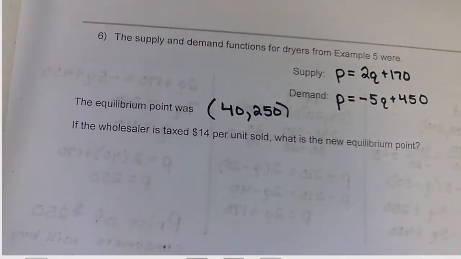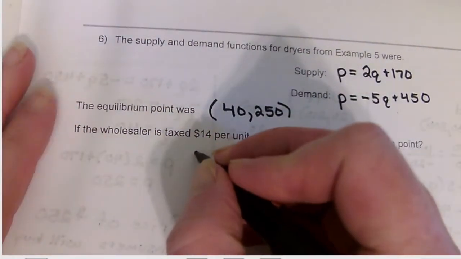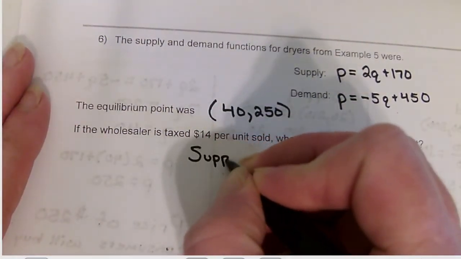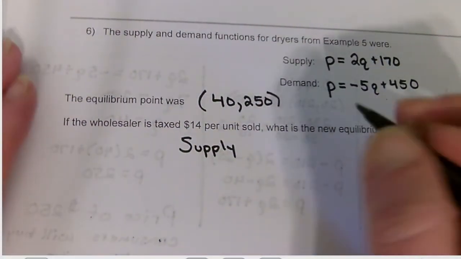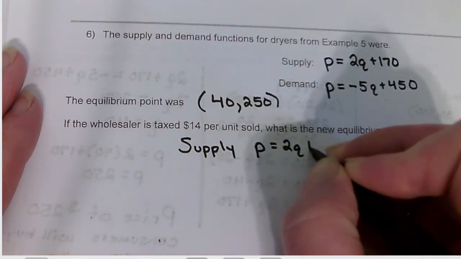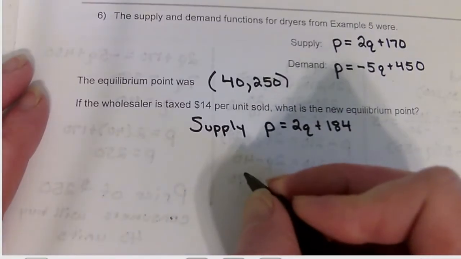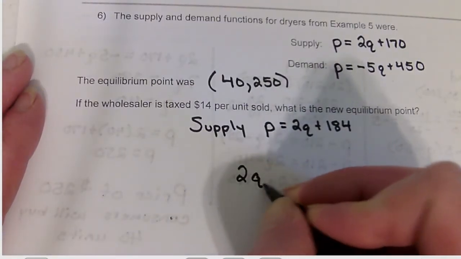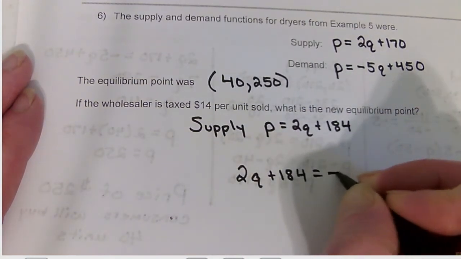What if the wholesaler is getting taxed $14 per unit? That changes my supply function. My new supply function, I'm going to tack on that $14 at the end. So it's going to be P equals 2Q plus 184. That's going to change my equilibrium point. Let's see how much it's going to change it.